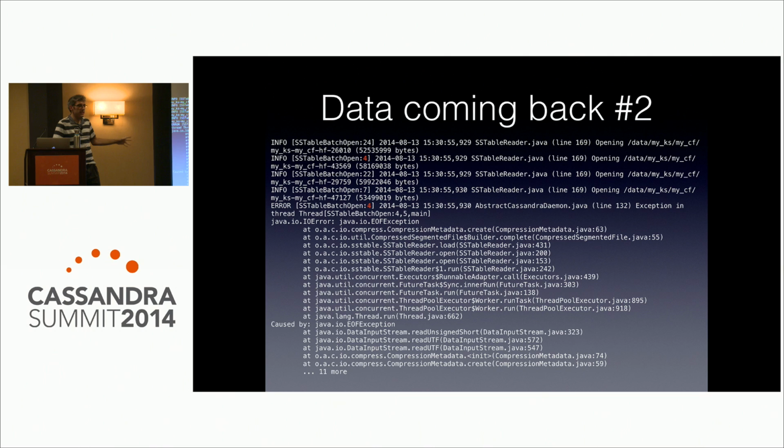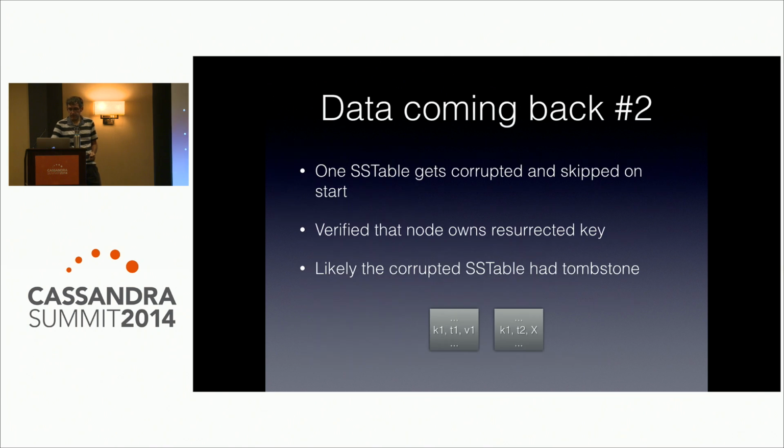So how could this actually cause our problem? Well, one SS table has got corrupted, and we've skipped it as though it was deleted. Suppose this SS table had our tombstone in, but the other SS table didn't. Another SS table had a live value. Well, now we've lost the tombstone. I verified actually that this instance that had restarted owned the key that had come back to life.